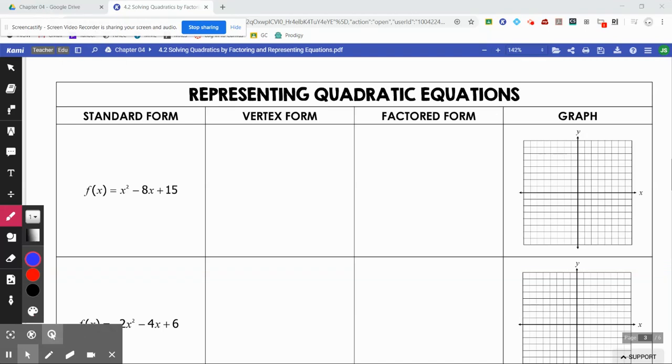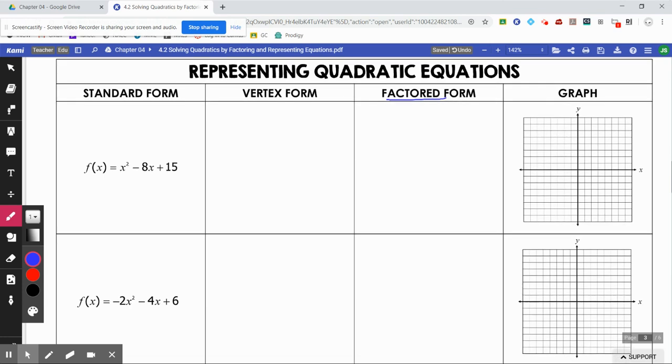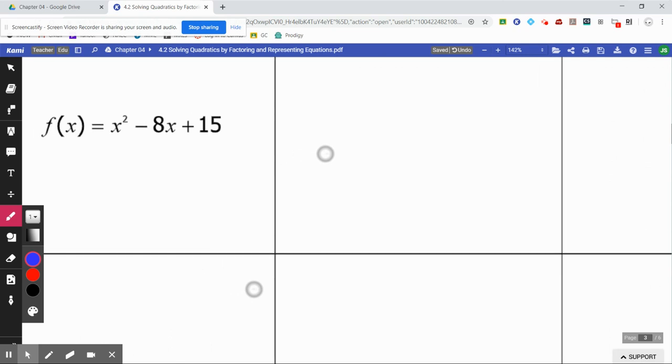Okay, now a little bit of review from last chapter. We now have a third form that we can write our parabolas in, and that is factored form. So let's go back while we're talking about it and remind you of vertex form. We have our standard form, which had the A's, B's, and C's in it.